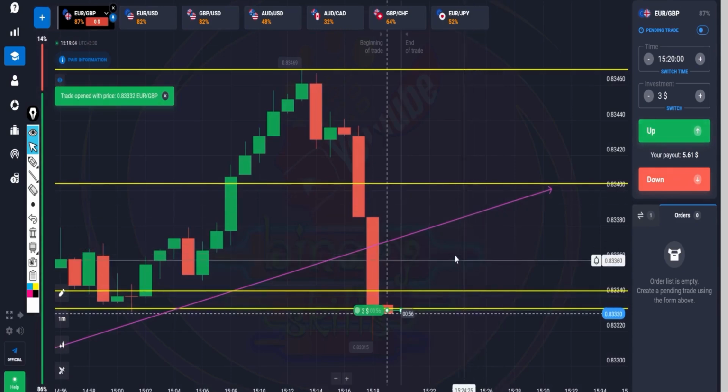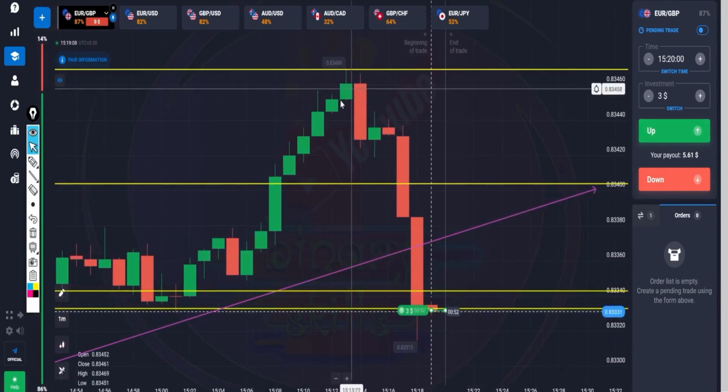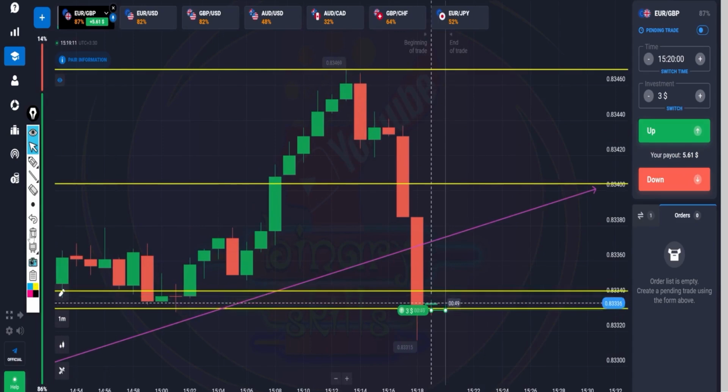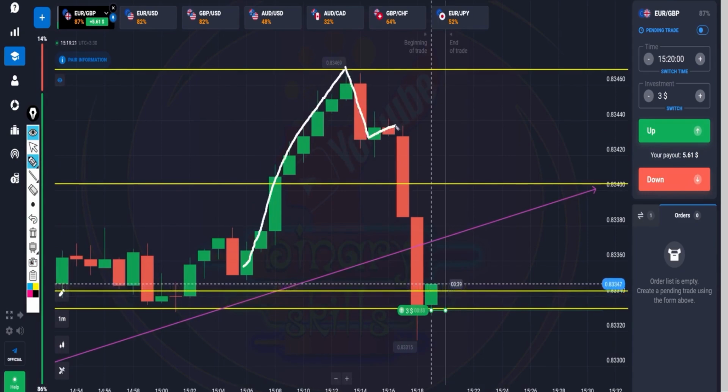Alright friends, look where this candle closed. The price had reached this area. Let me explain. The price came up to this area with a few bullish candles, then had a pullback, and a strong red candle managed to break through our level.